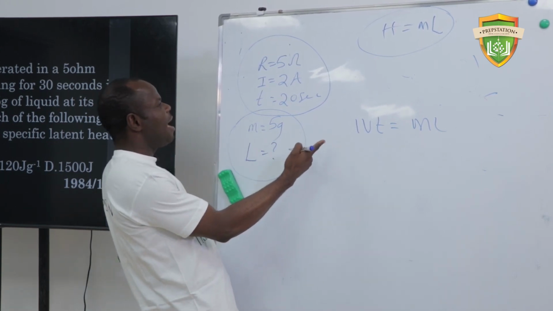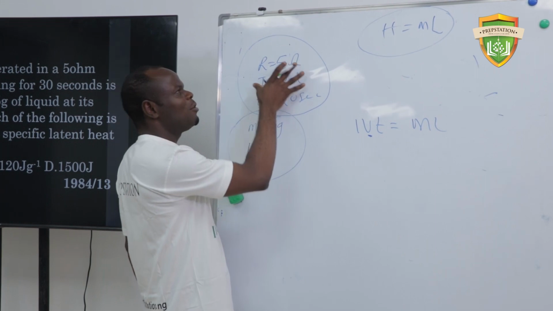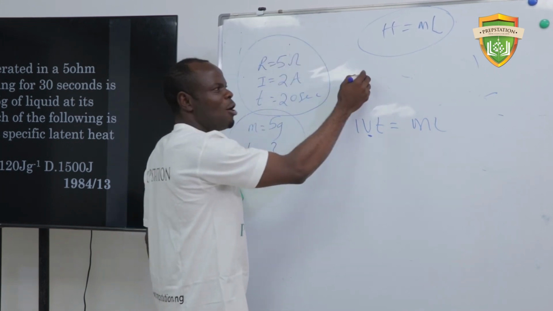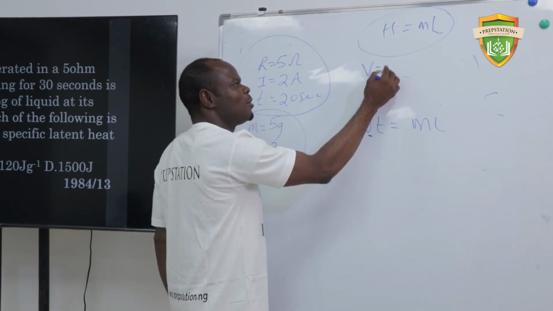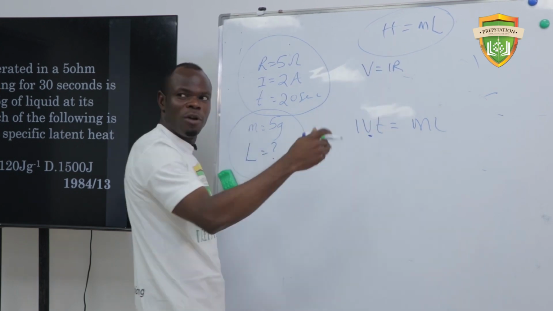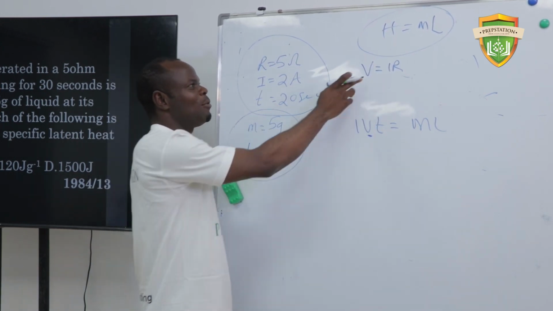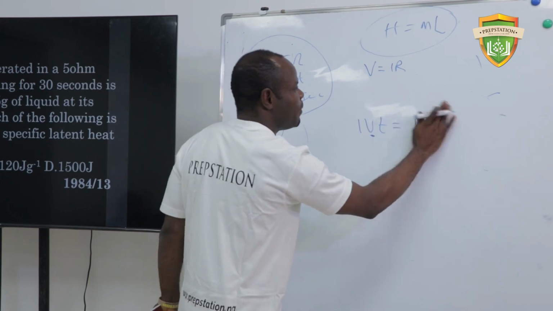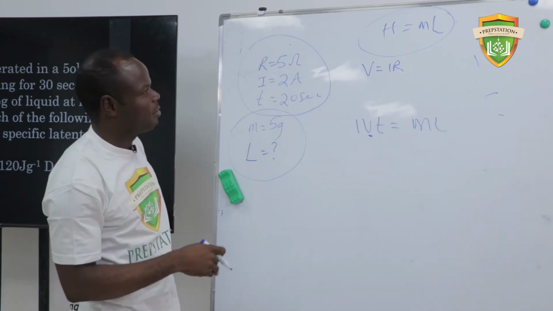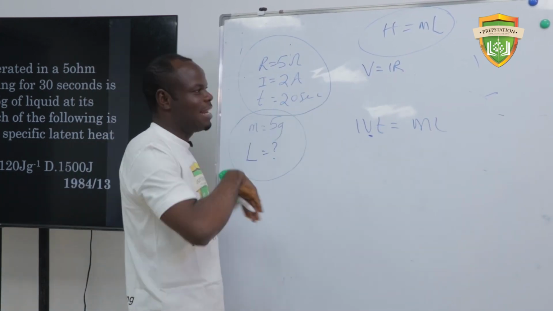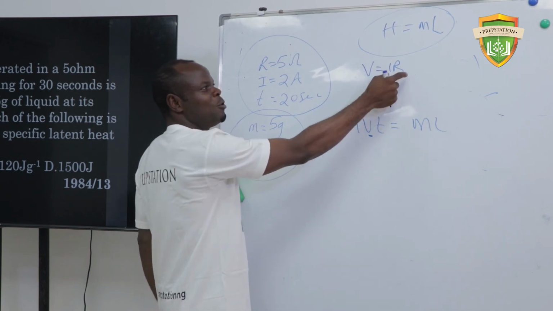So, what do we have here? We have voltage, but no voltage in the question. But do you remember your Ohm's law? Ohm's law says V equal to what? IR. The current passing through a metallic conductor is directly proportional to the potential difference, provided that our temperature and other physical components are kept constant. So, this is the mathematical analysis. So wherever we have V, we drop IR.